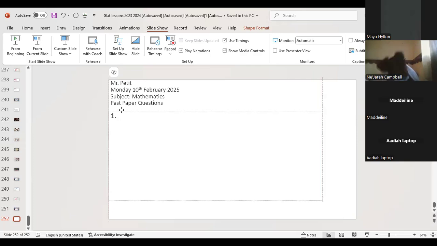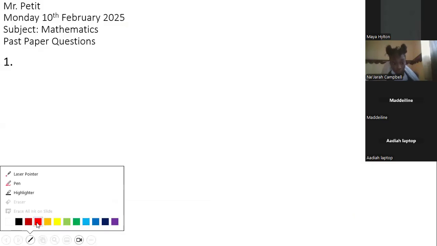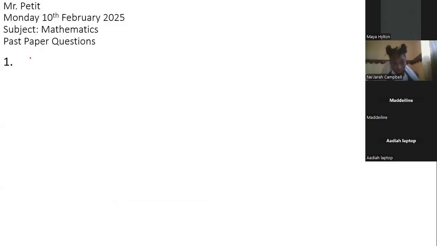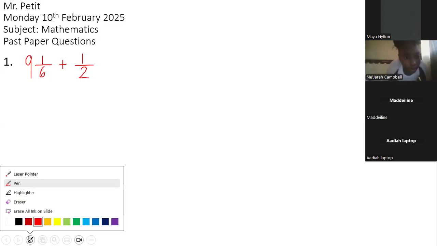So let's say we have 9 and 1/6 plus 1/2. So we have 9 and 1/6, and we have to add it to 1/2. Does any one of you know how to do this? What was the first thing? Do we multiply 9 times 6 and add plus 1?